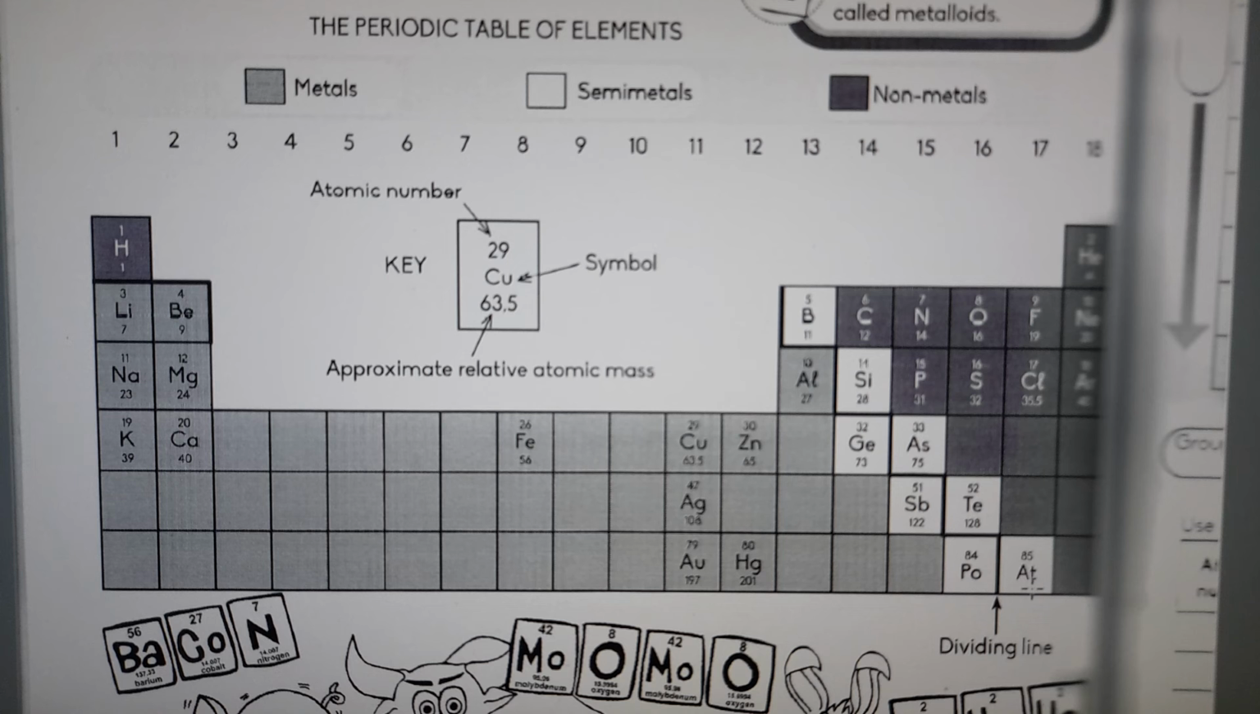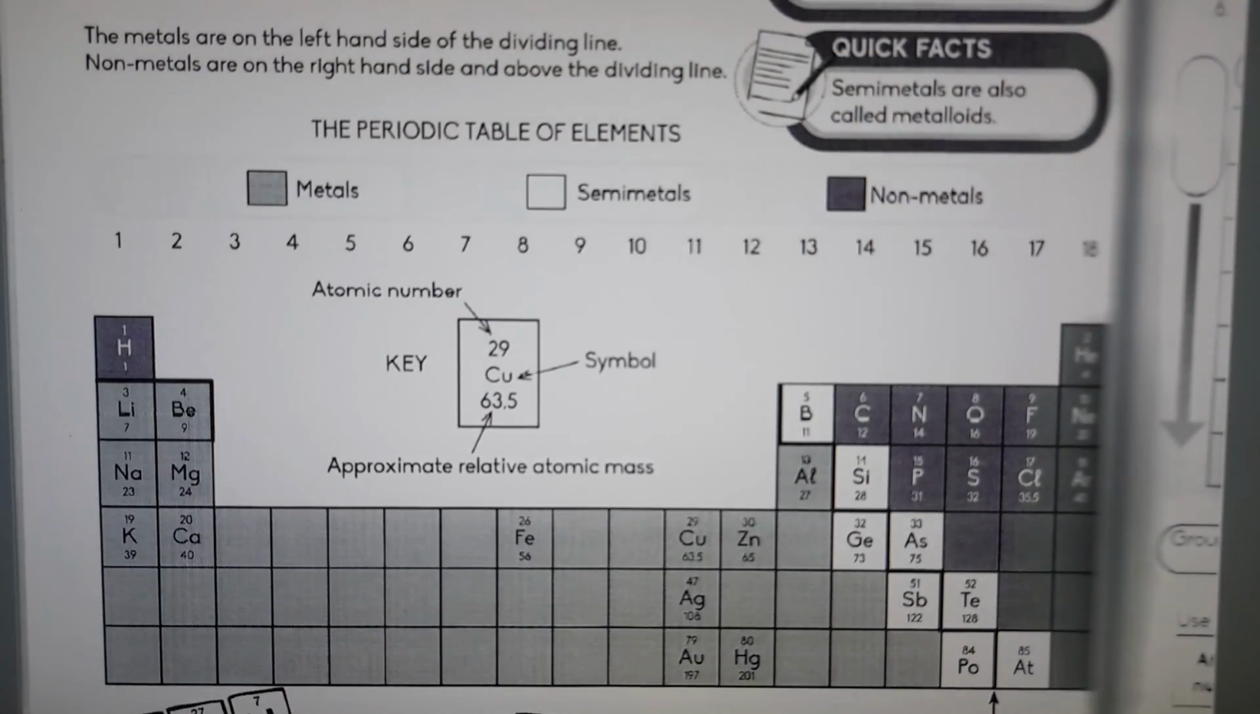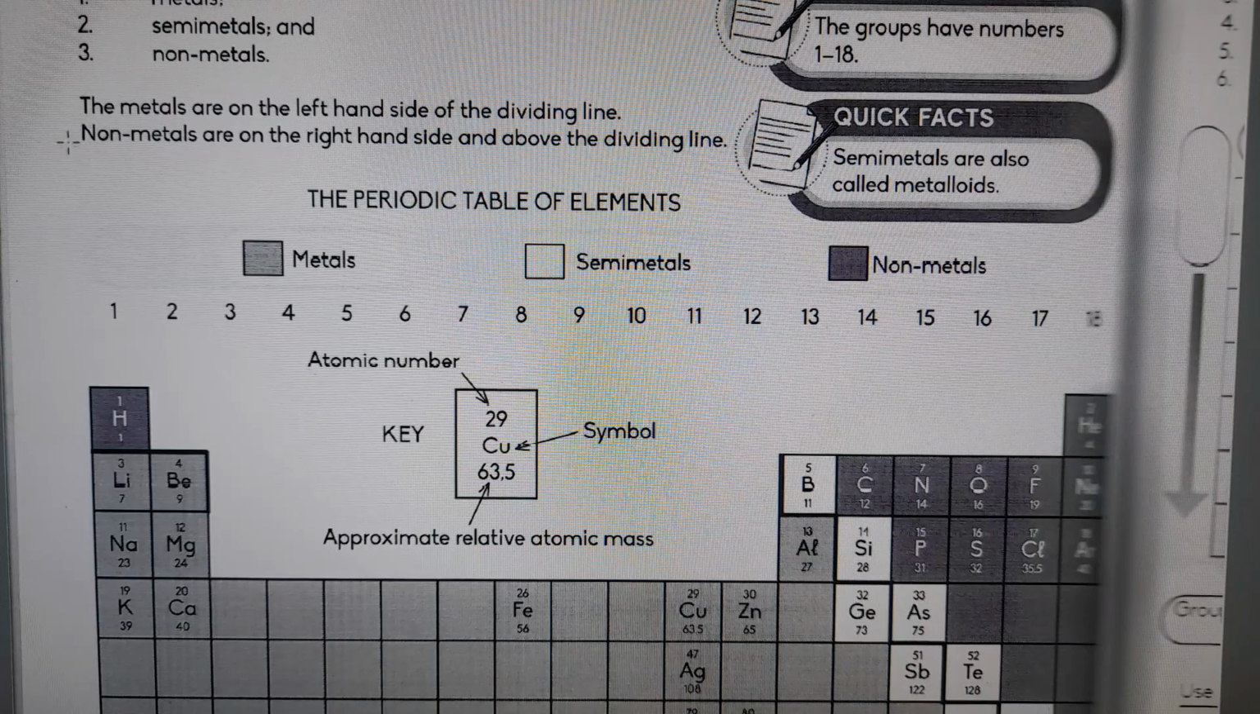I will explain the white parts, but you see here the gray ones are non-metals. And then let's look at the last one, which is non-metals. Sorry, the non-metals are on the right hand side and above the dividing line. Yes, we are only left with the semi-metals, which are the ones shaded in white.